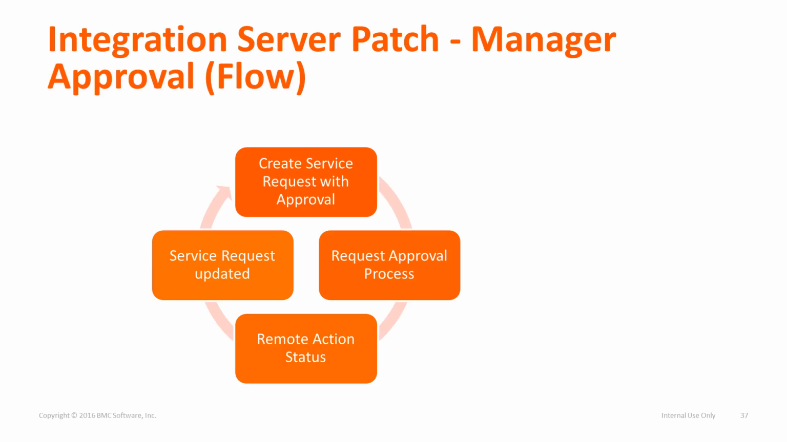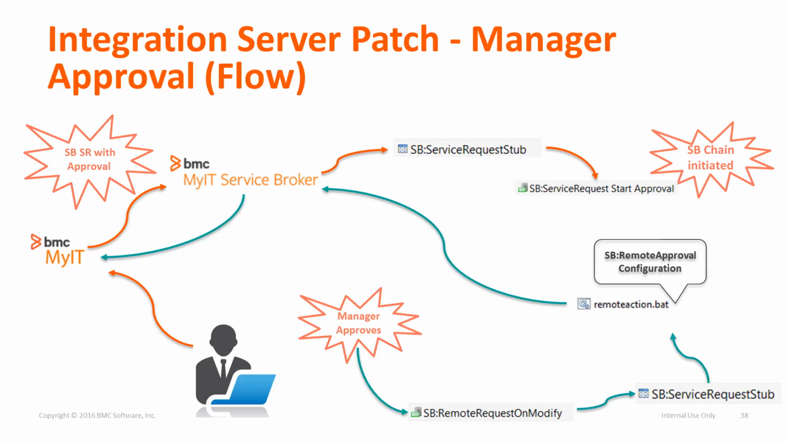On the approval side of things, it's quite similar. A service request with an approval is created from MyIT, and it hits the approval process, and then the approval process reaches out to remote action. The status change is then sent on to Broker, and that completes the cycle. So the flow is quite similar. The service request with the approval hits the stub form, and a filter kicks in to start the whole approval process, and it hits the chain at that point.